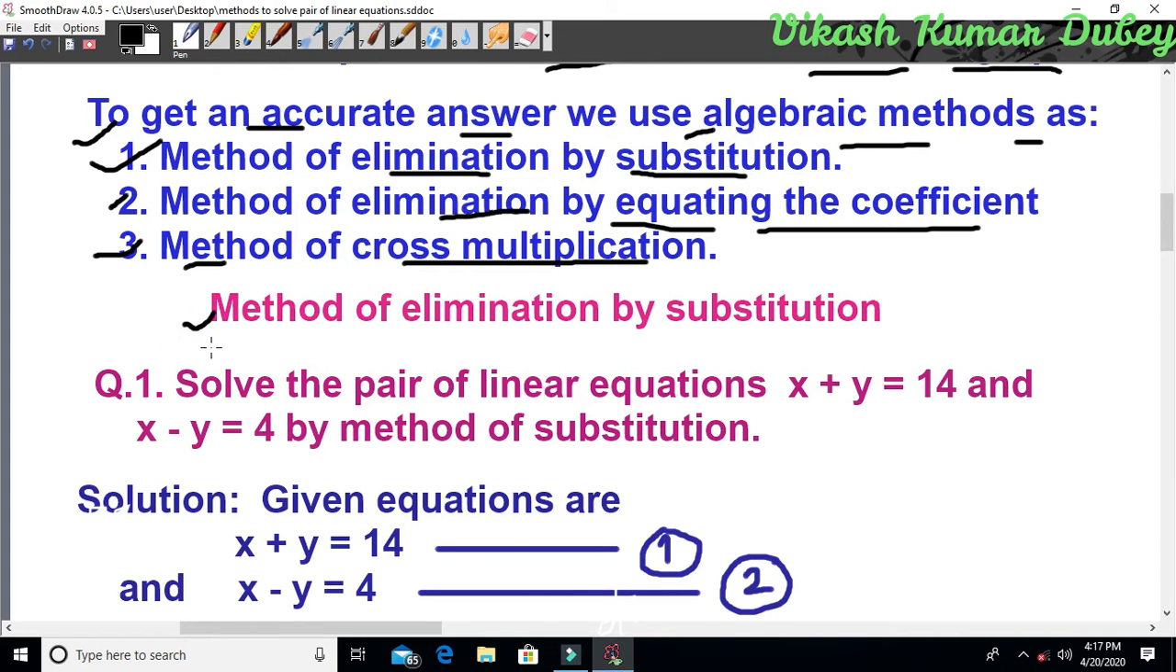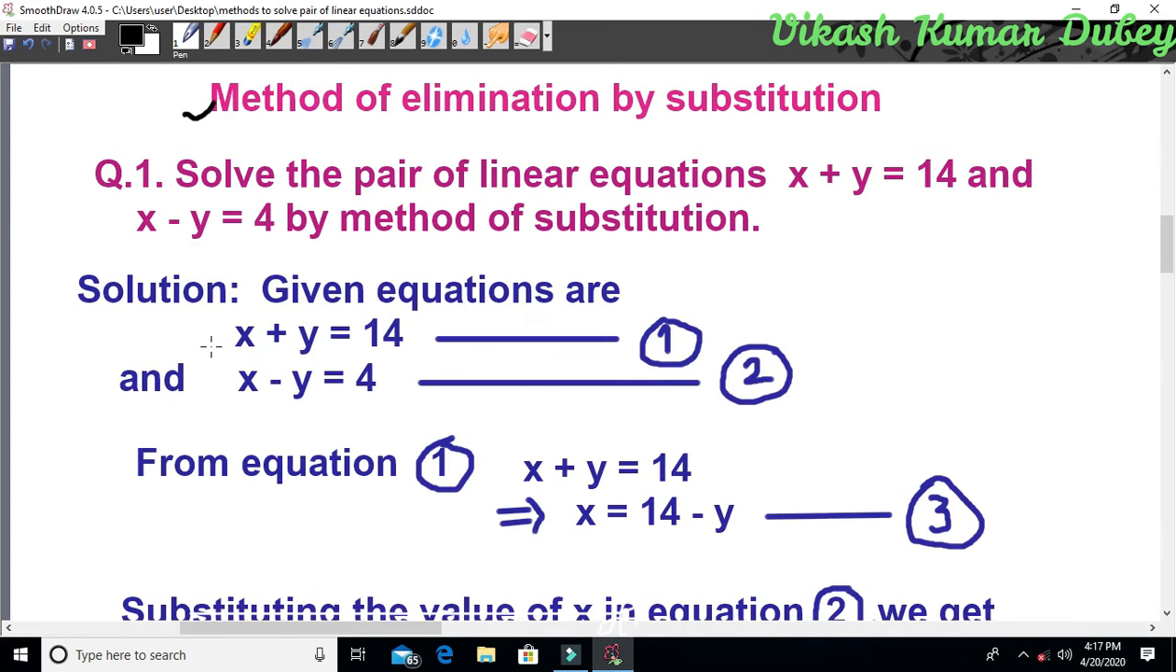Here we have one question: solve the pair of linear equations x plus y is equal to 14 and x minus y is equal to 4 by the method of substitution. So we have to solve this question. In the solution we first write the equations. Given equations are x plus y is equal to 14, make it equation 1, and x minus y is equal to 4, make it equation 2.